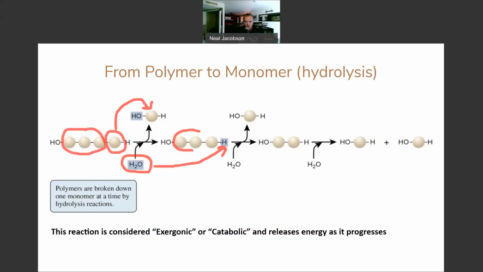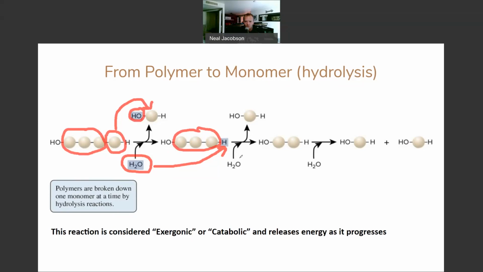This is the remaining 3. So we take one hydrogen from the water and attach it there. The OH group from that water molecule gets attached onto the glucose molecule that just popped off. And that way we have that free glucose molecule, and we now have only 3 glucose molecules in our polymer.